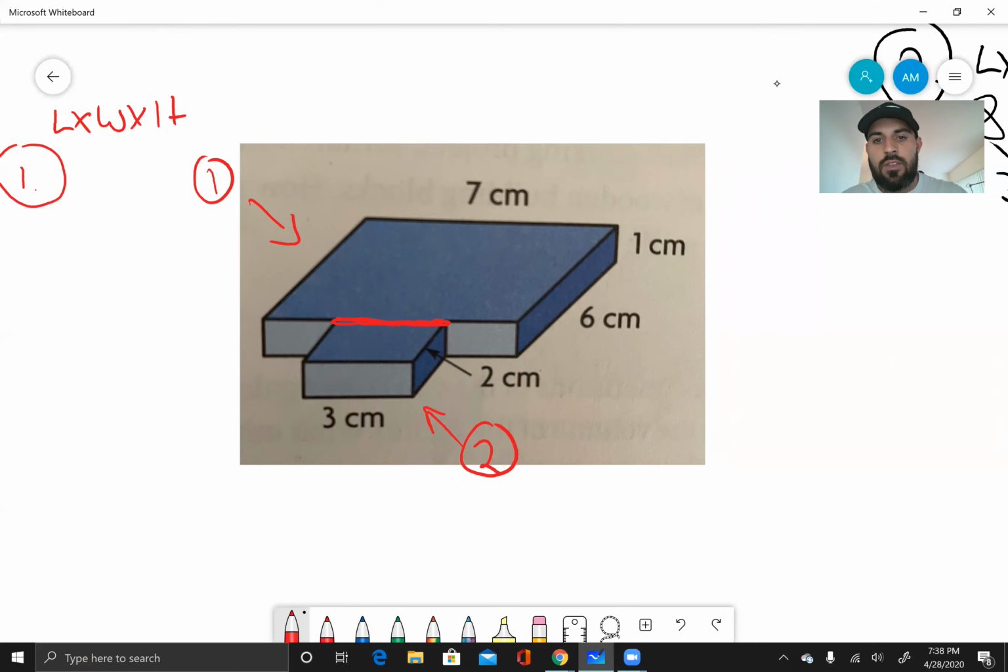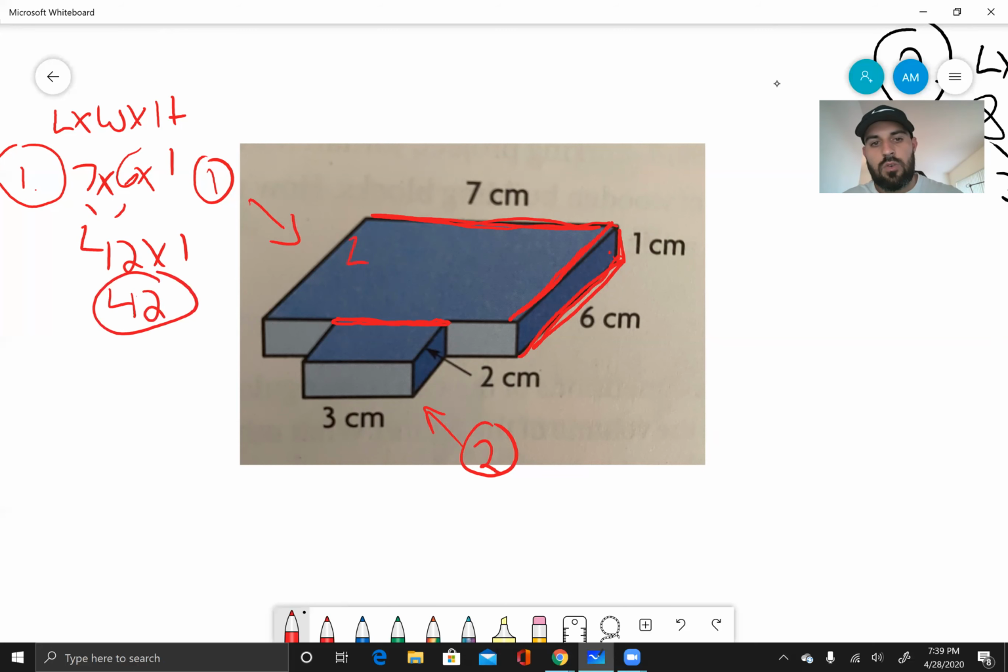I know I have a length, going across, of 7. I have a width. My width is right here, which would be 6, and I have a height of 1. 7 times 6 is 42, times 1 is 42. So I have a total of 42 cubic centimeters.